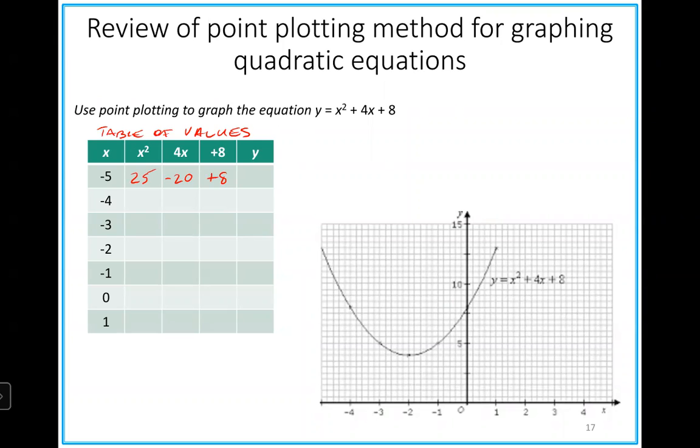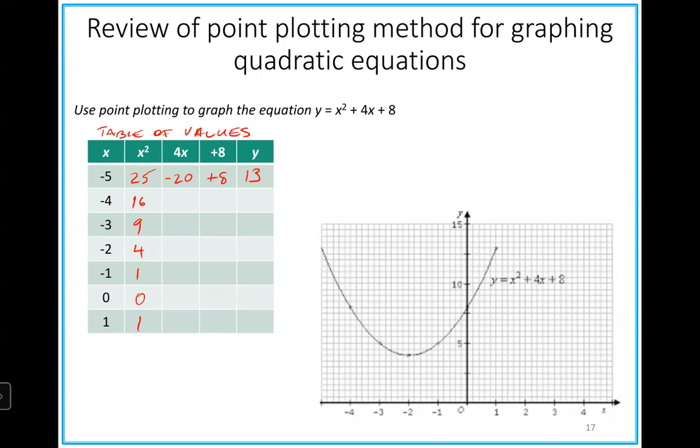Okay, so when you add 25 plus -20, you get +5. 5 and 8 is 13. So you put 13 there. And you continue doing the same thing. If you want, you could just do all the squares one time. -4 squared is 16. -3 squared is 9. -2 squared is 4. -1 squared is 1. 0 squared is 0. 1 squared is 1.